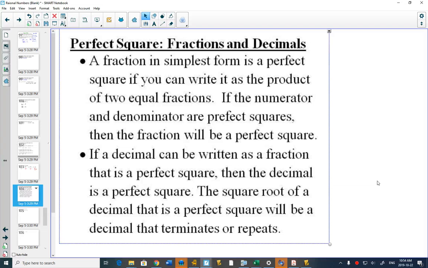So for example, 4 over 9 is a perfect square because it's what fraction times what fraction? How do we multiply fractions? See, even though we're done fractions, it comes back again and again and again. What times what is 4? 2 and 2. What times what is 9? 3 and 3. So since 2/3 times 2/3 is 4/9, we would say that 4/9 is a perfect square.